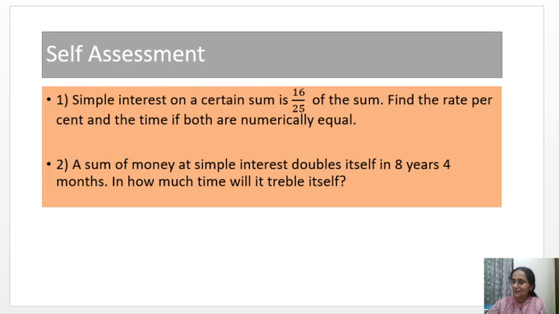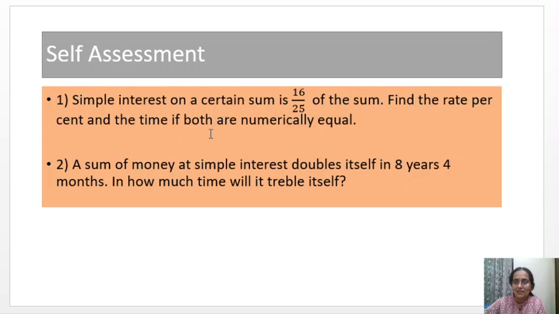We will go with self-assessment questions. First question: simple interest on a certain sum is 16 by 25 of the sum. Find the rate percent and the time if both are numerically equal. We don't know the sum, so assign rupees x for the sum. Now the simple interest is 16x by 25.